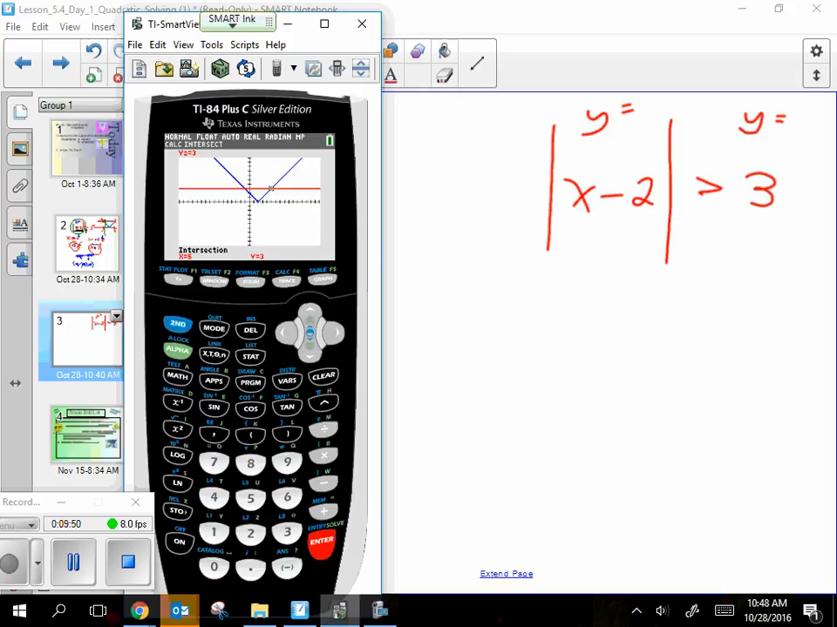Now why are those so important? Because it told me that the intersection points were -1 and +5.